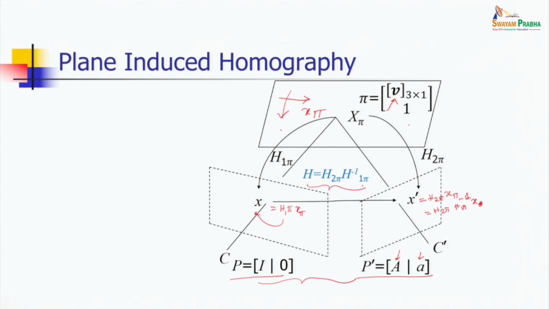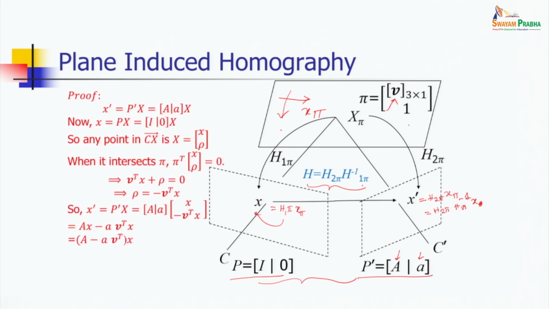Now this is from the understanding of this configuration itself. Now let us use this particular method. You can see that now if I consider x prime, these are the projection matrices. Let me use a different color.